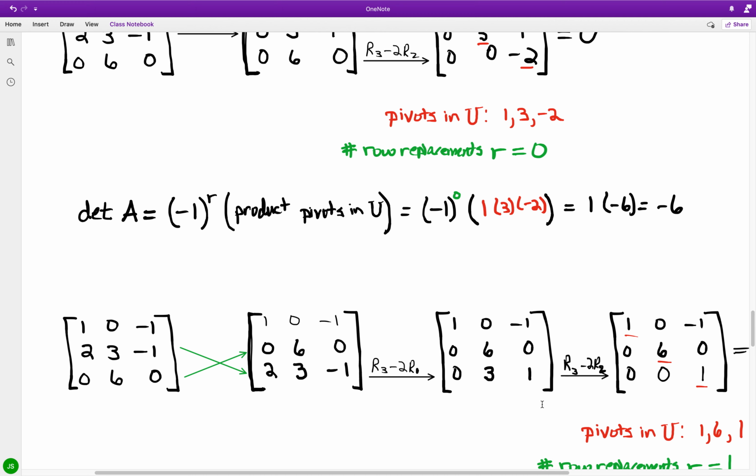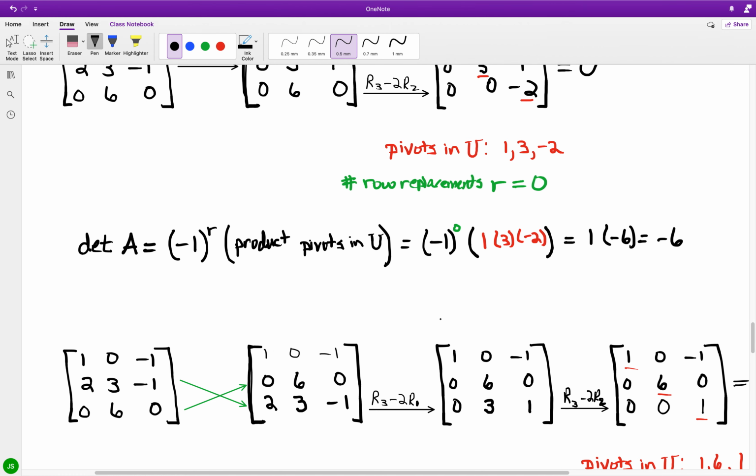So in this particular case, just to modify, we have R3 minus 1/2 of the second row. And just to clean that up a bit, you have R3 minus 1/2 of the second row. So you have 0 minus 1/2 of 0 is 0, 3 minus 1/2 of 6 is going to be 0, and 1 minus 1/2 of 0 becomes 1.